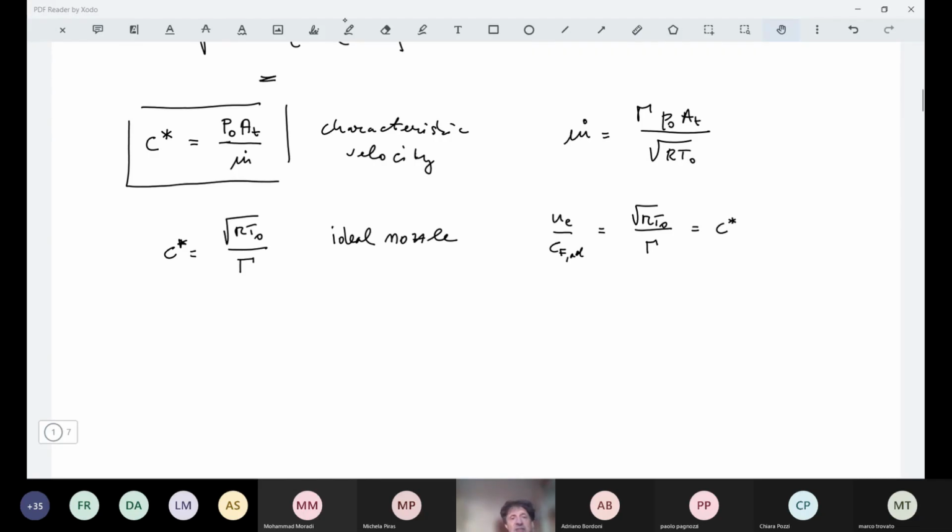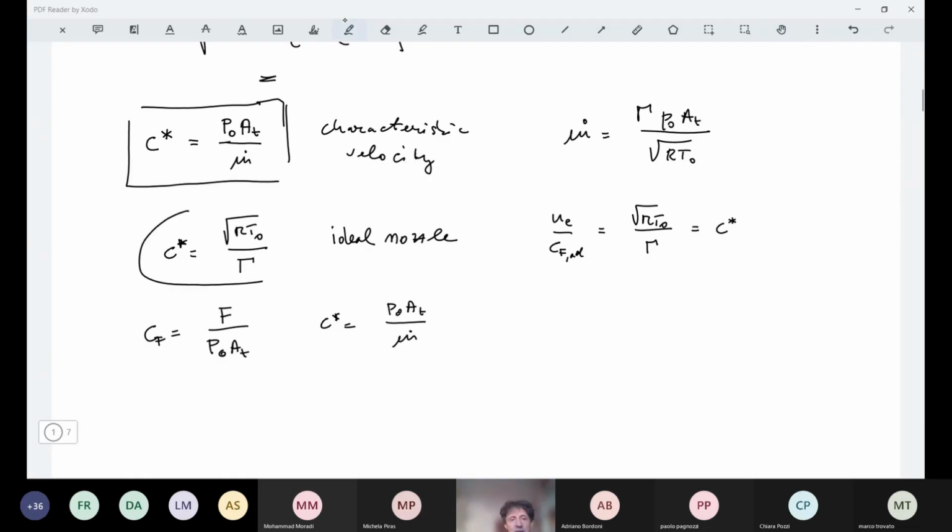So we see that this is directly related to the energy content of the jet, and can be measured. This definition is more general than the second one. The second one is a result for the ideal nozzle. This is a general definition. In general, we can define thrust coefficient CF as F over P0 At and C star as P0 At over ṁ. These are two definitions, and then we can have these expressions.